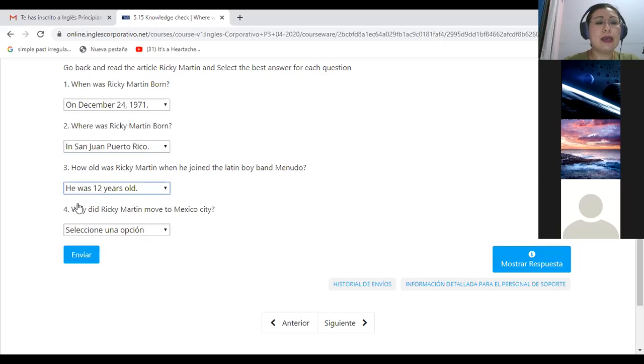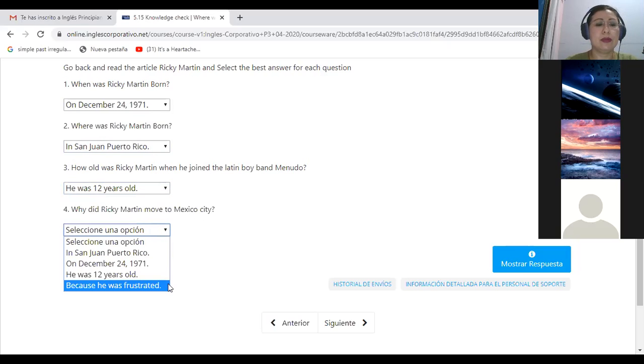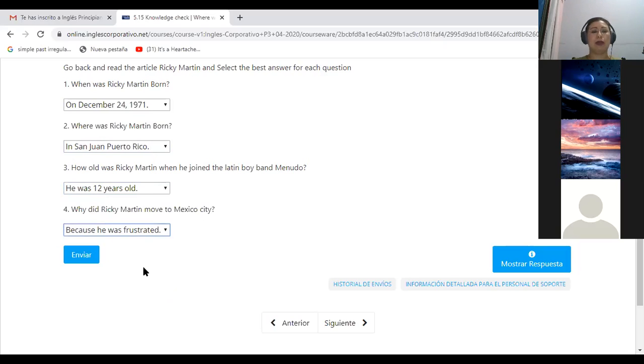And why did Ricky Martin move to Mexico City? Okay, WH word with a question. Auxiliary, why did Ricky Martin move to Mexico City? Because he was frustrated. Porque estaba frustrado, ¿verdad? Vea, why, pregunta, because, respuesta.